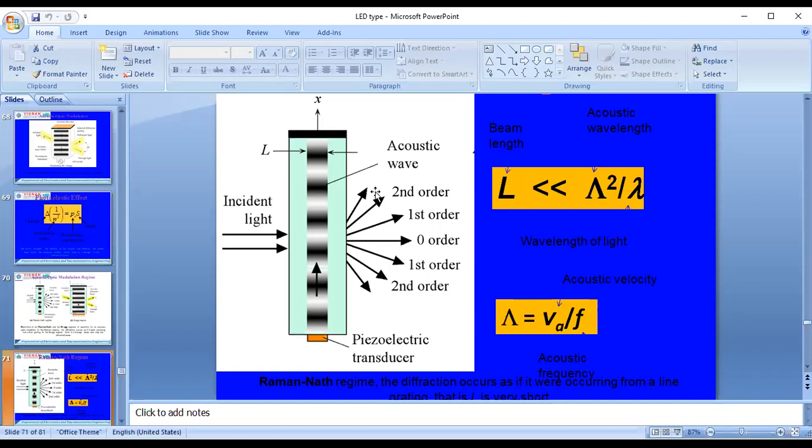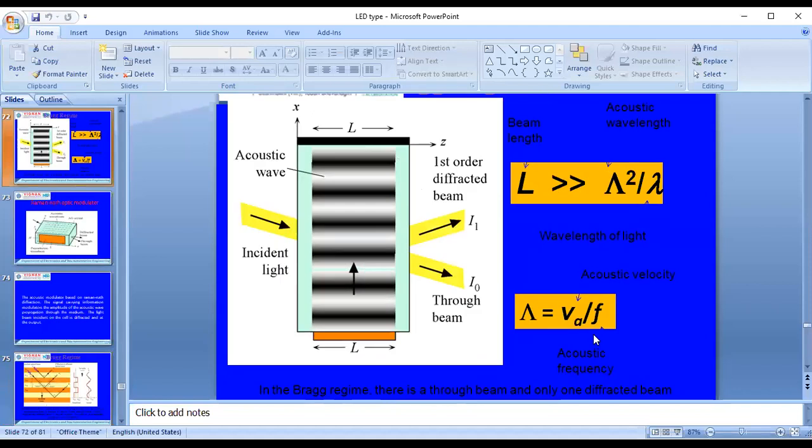Here the length of the beam will be much less than psi square by lambda, whereas the acoustic wavelength decides the total output. That psi is equal to VA by F, the acoustic velocity over the acoustic frequency. So once the incident light propagates through the acousto-optic crystal, it produces the zero order, first order or second order waves, which are the diffracted light.